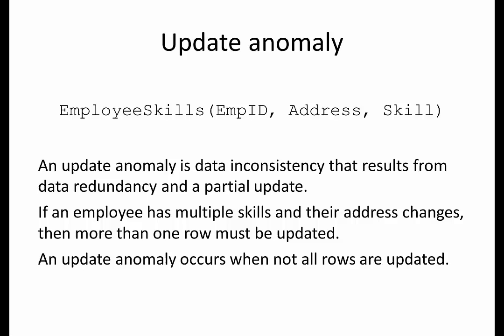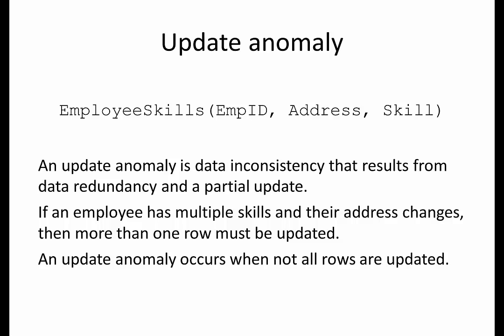So an update anomaly, and I have to think carefully about these, is a data inconsistency that results from data redundancy and partial update. That's the definition. It's not easy to understand. If an employee has multiple skills, in this table, and their address changes, you would have 1 row for each skill, so you would have to update the address in more than one row. You'd have 3 rows to update for addresses to maintain consistency in your data.